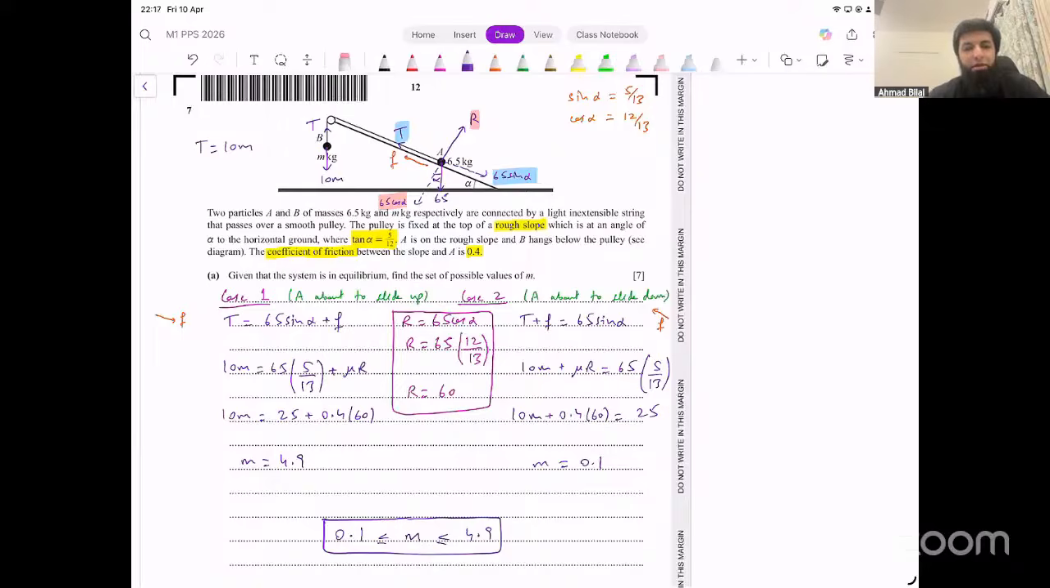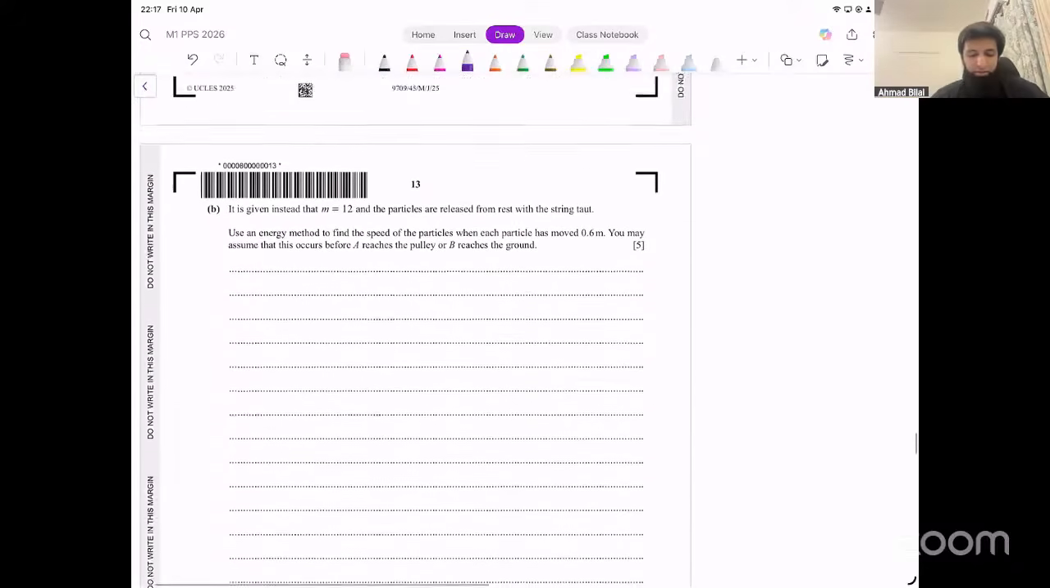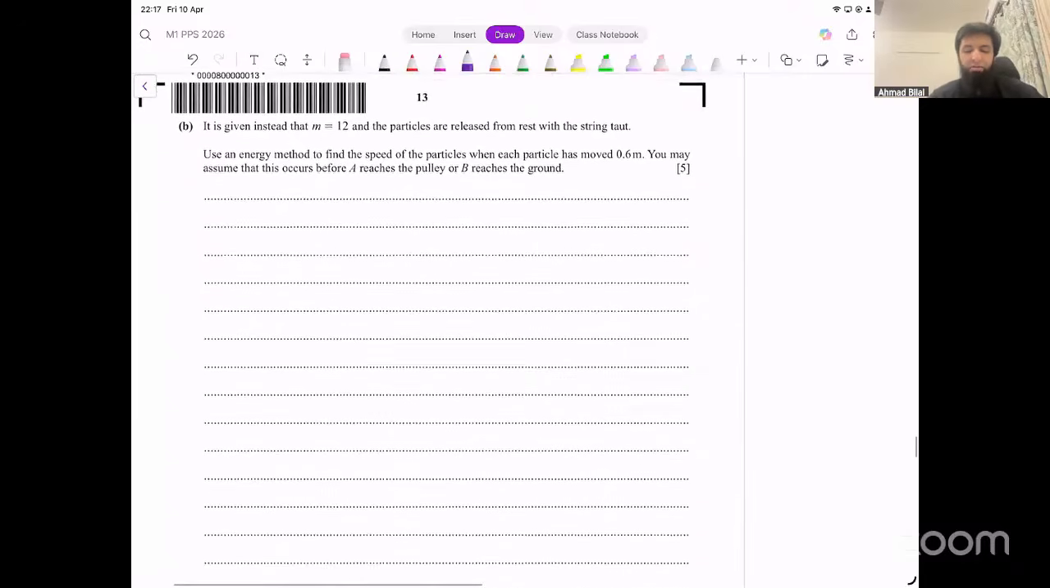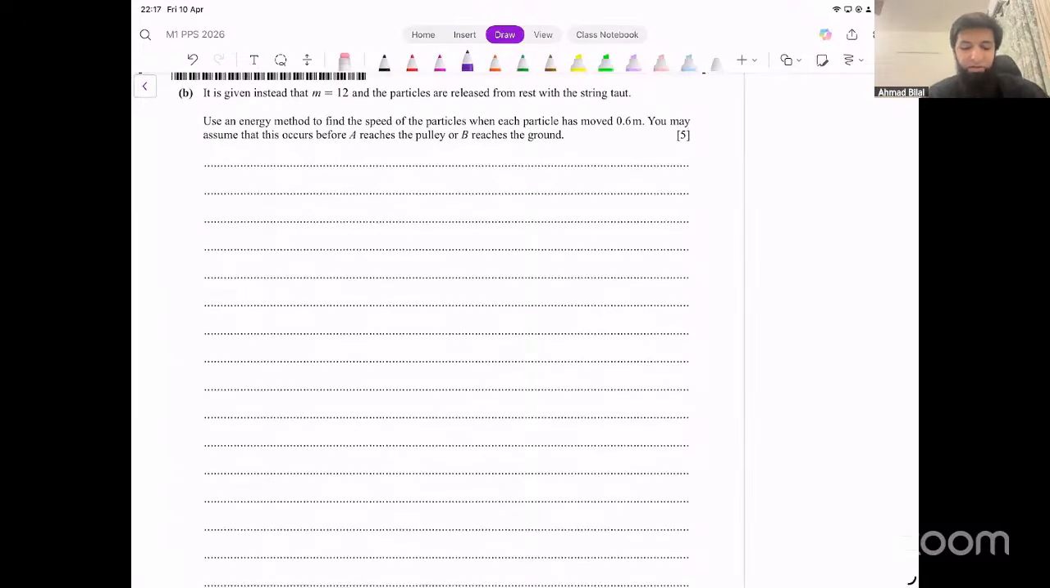Okay, that was part A. Let's look at part B now. That looks a bit more complicated. It's given instead that m is equal to 12. So now we know the value for m. The particles are released from rest with the string taut. Use an energy method to find the speed of the particles when each particle has moved 0.6 meters. You may assume that this occurs before A reaches the pulley or B reaches the ground.